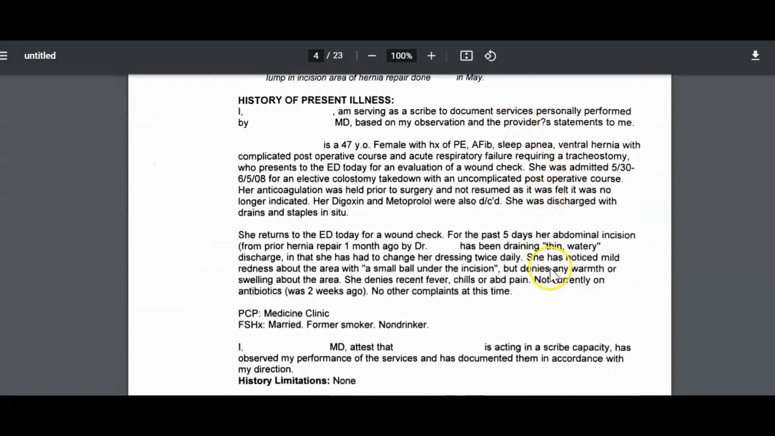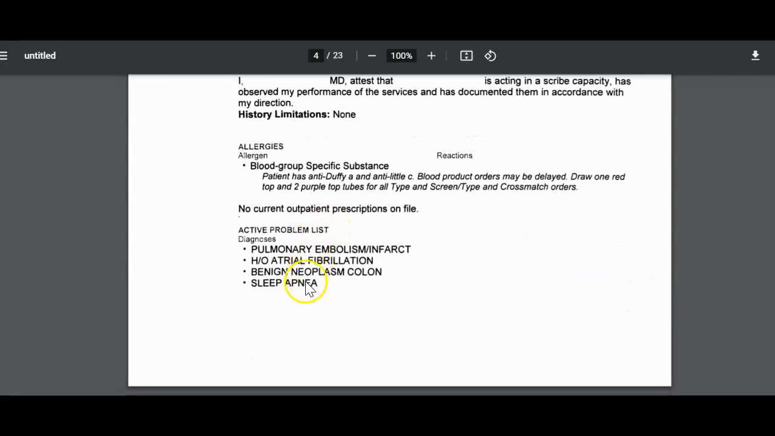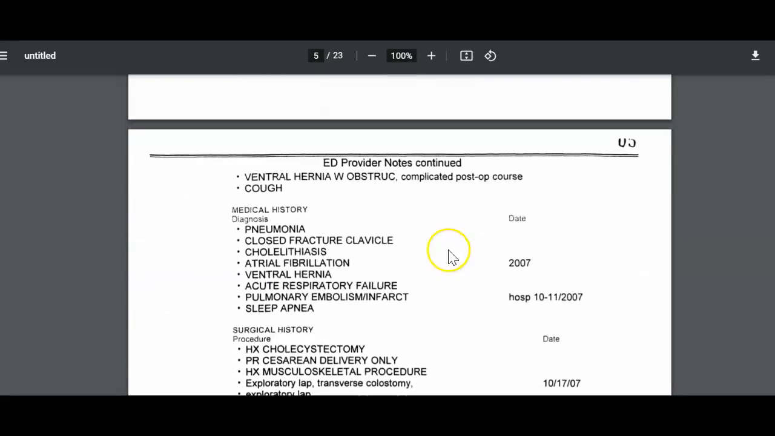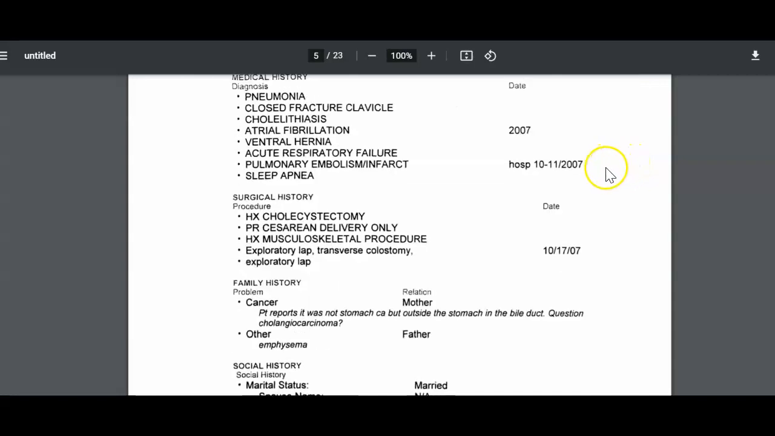So here's the history of present illness. Okay, so always read through that. It could give you a little bit more. Here's our active problem list, which we talked about up above. Medical history, they did have pneumonia at one time. Keep in mind, just because they had pneumonia, this is their medical history. If it's resolved, you're not going to code any of this. You're not going to code the closed fracture clavicle. You want to code things that are going to make a difference on this admission. Okay, so keep that in mind. Just giving you a lot of information here.